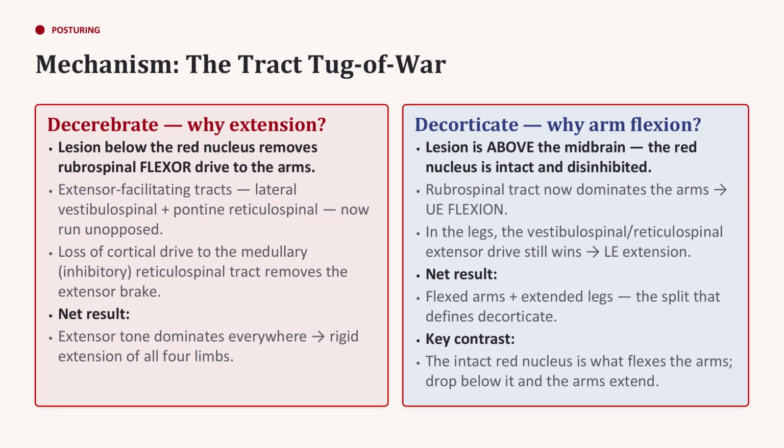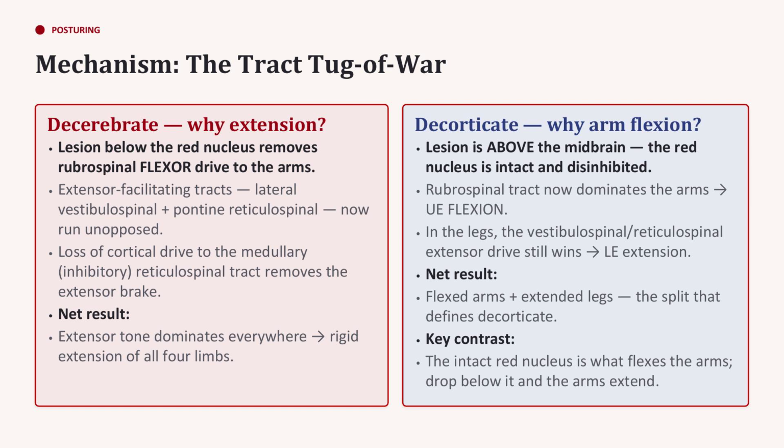Now the mechanism, which is where the brainstem tracts pay off. Think of posture as a tug-of-war between flexor-facilitating and extensor-facilitating pathways refereed by the cortex. In decerebrate posturing, the lesion sits below the red nucleus, so it removes the rubrospinal flexor drive to the arms. What survives are the extensor facilitators, the lateral vestibulospinal and pontine reticulospinal tracts, and they now run without opposition. On top of that, the lesion cuts cortical drive to the medullary reticulospinal tract, which normally inhibits extensors, so the extensor brake is released too. Extensor tone therefore dominates every limb, and the patient extends rigidly.